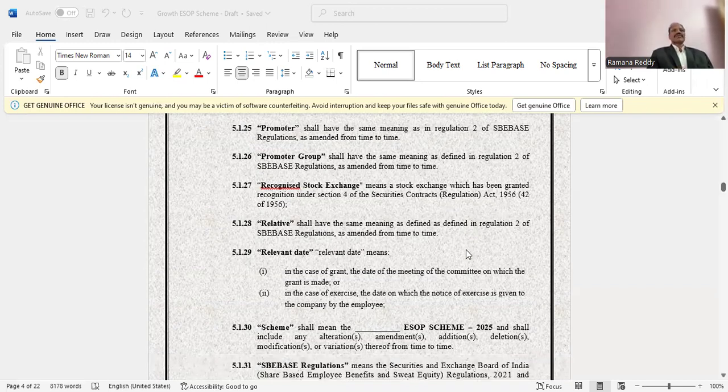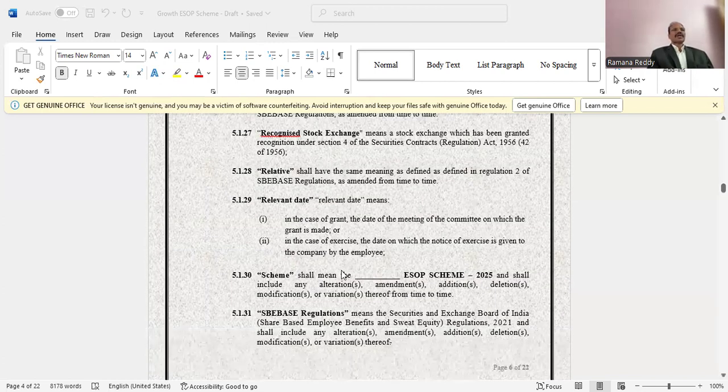The definition of relative shall have the same meaning as defined in regulation 2 of the Share-Based Employee Benefit and Sweat Equity Regulations. And what is the relevant date? Here, there are two relevant dates. In case of grant, the date of the meeting of the committee on which the grant is made is one relevant date for grant. Another relevant date is in case of exercise.